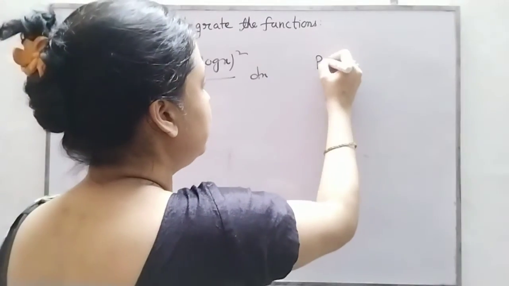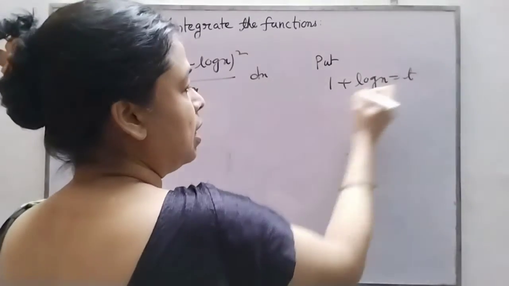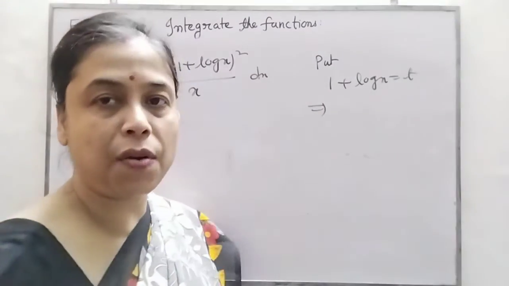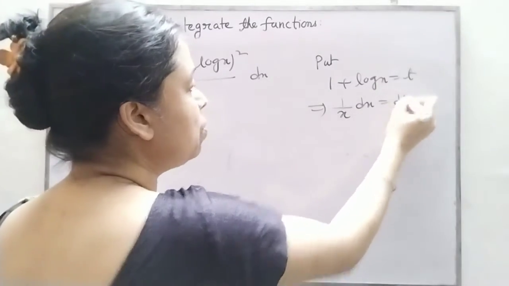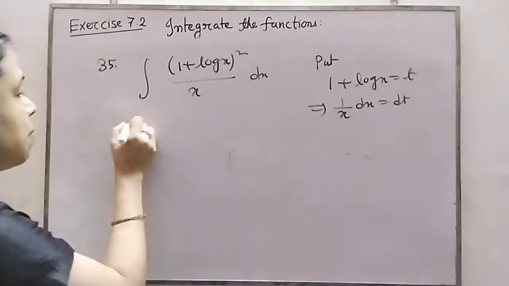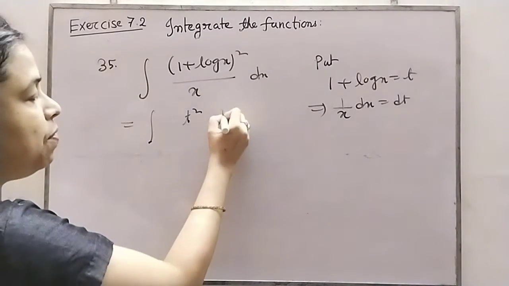So I use here the substitution 1 plus log x equal to t. d/dx of 1 is equal to 0 and d/dx of log x is 1 by x, so dx by x equals dt. I use this substitution here. It will become t square, and dx by x will give you dt.